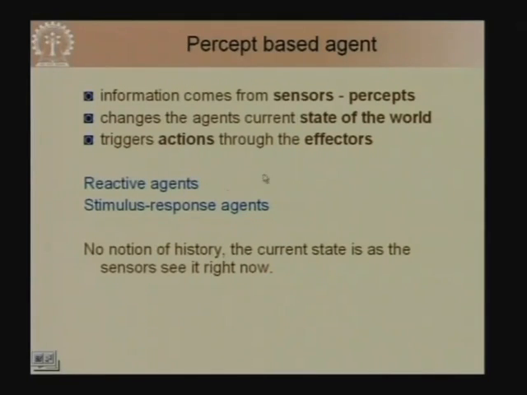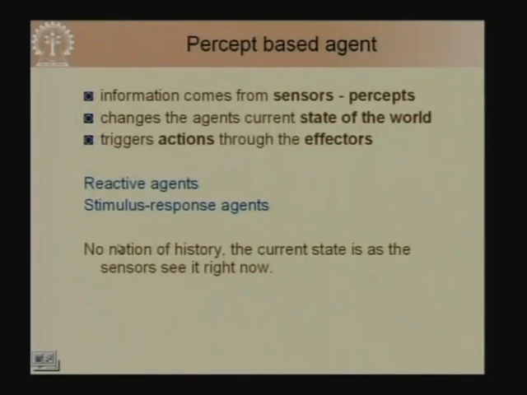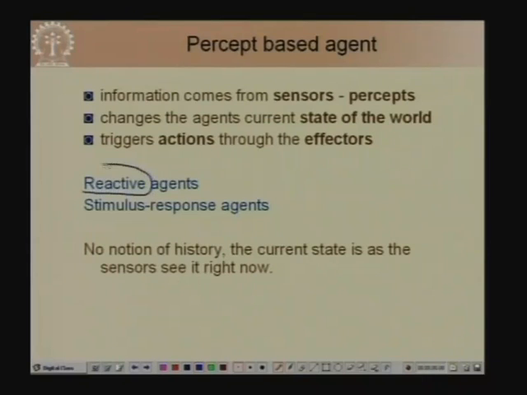Such agents, where the action depends only on the percepts and there is no deliberation involved, are called reactive agents. The term reactive agents means those agents whose information comes from sensors and which take actions through their actuators or effectors. We can additionally assume that the actions change the current state of the world, and the agent can only take some action without any deliberation. Such agents are also called stimulus response agents. They have no notion of history. All their history is encoded in the current state as the sensors see it right now.